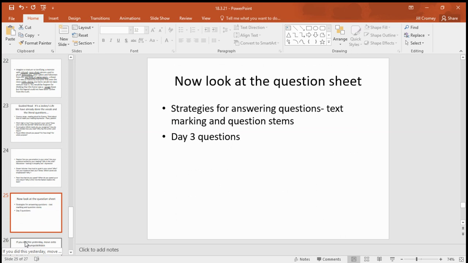Once you've done that, you can look at the question sheets. Now you know the strategies for answering those questions. You go back and text mark and you underline your question stems. So once you've done those things, you can have a go at doing those day 3 questions. And I can see that some of you have already posted that on Seesaw already, which is fantastic. Just make sure that you have used those strategies that we would normally use in class.